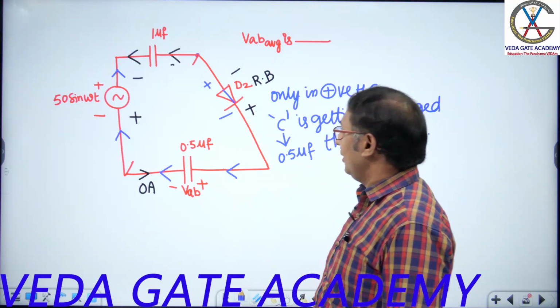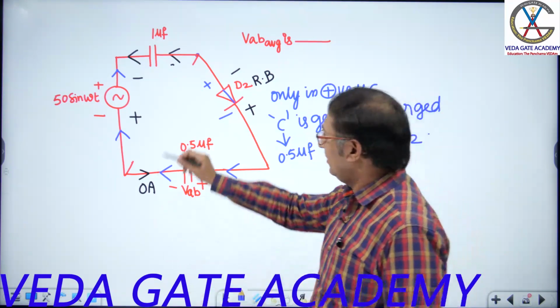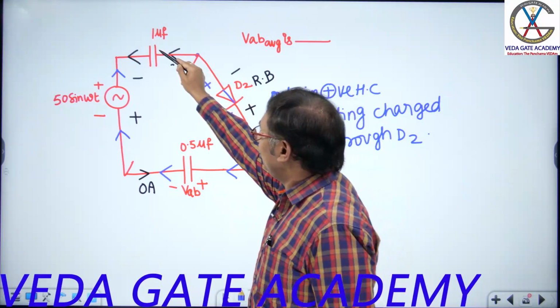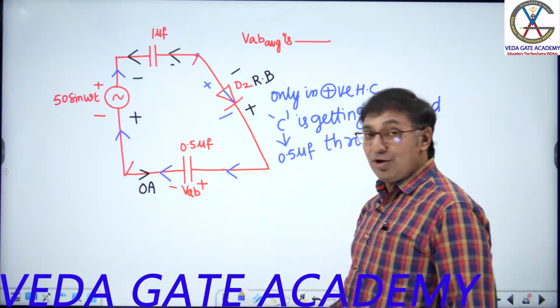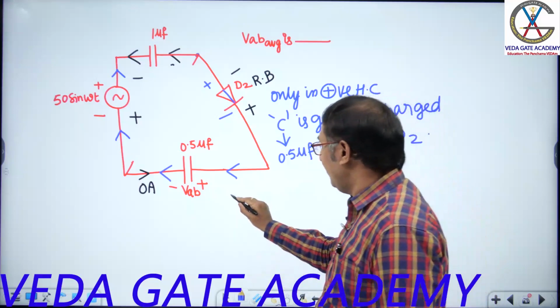Now you tell me, sir. Already we have learned this. This diode is short, and two capacitors are connected. We have to go with voltage division. What is VAB?